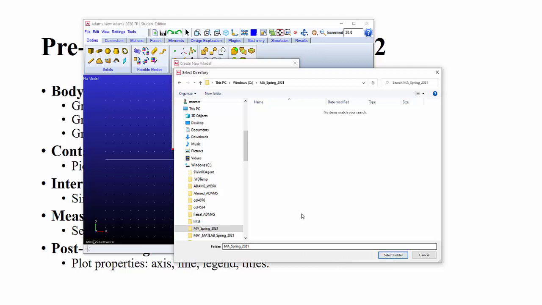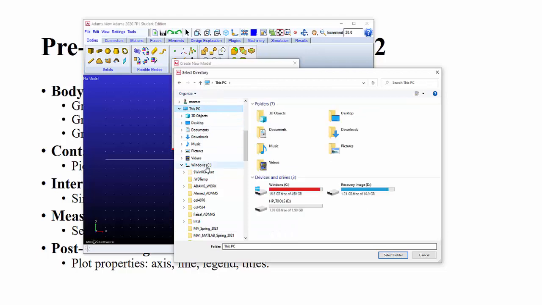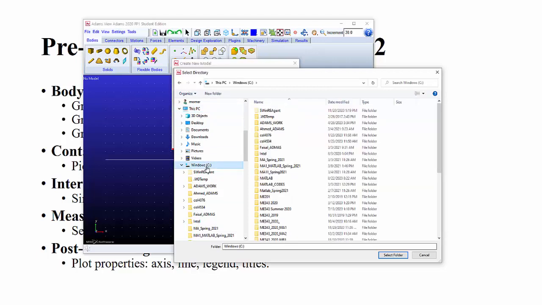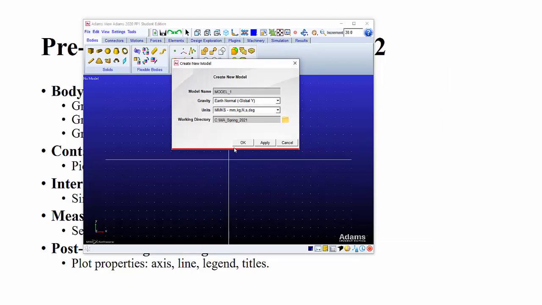And remember where I did this? I put it on the root of my directory. So I go to BC, the root is Windows or C, like this. And I will create a new folder like this. I created it last time. And you can see the folder appears here. I will select the folder. Now as you can see, this folder name contains only English characters. And we did this in order to avoid having non-English characters that can cause problems to my Adams.